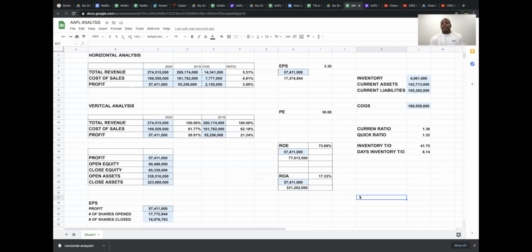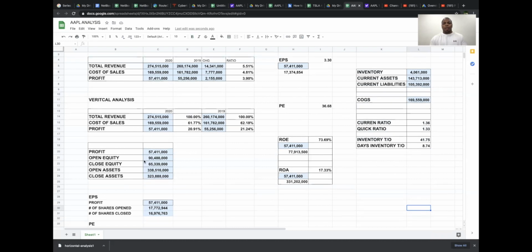Because at the end of the day, it shows you their ability to make money, family. And I hope you learn that you do this with every single stock that you invest in. Once you get this down to a science, you can create this in less than 5 minutes. You create a horizontal analysis, a vertical analysis, EPS, a PE ratio, the inventory turnover, right? You can create ROE and ROA quickly, right?